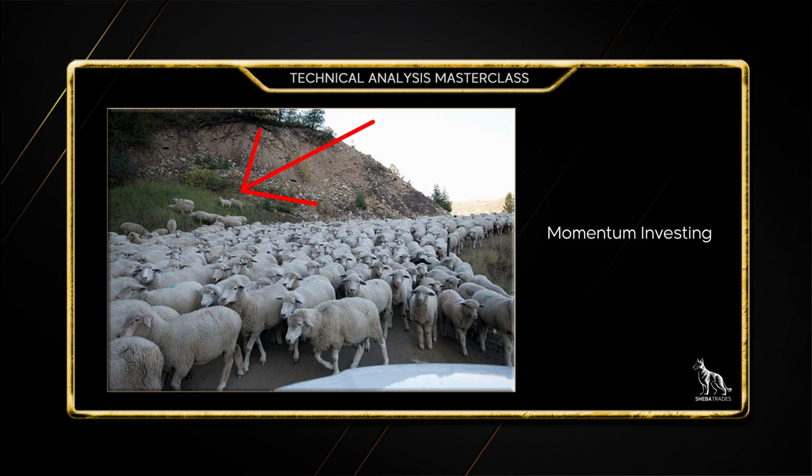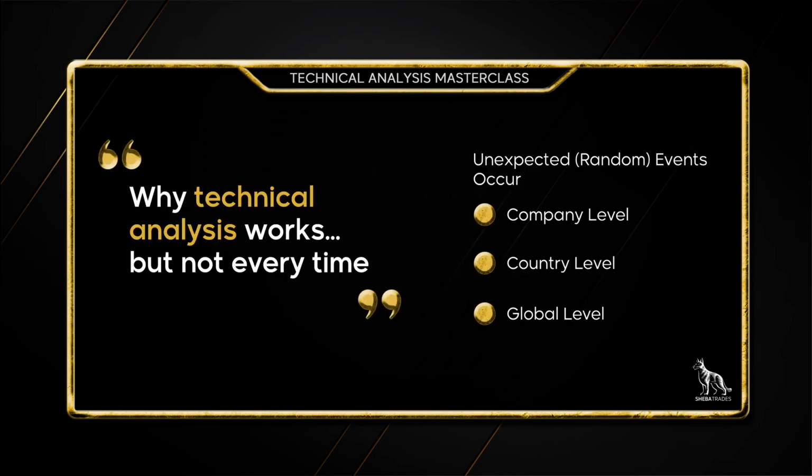Now, it doesn't work every time because, for one, nothing's 100% perfect, of course, but then there are unexpected random events that can occur, and these random events could be something that comes at a company level. Let's say the CEO unexpectedly dies or gets fired or something like that. And then there's something that can happen at a company level with regards to maybe an earnings announcement unexpectedly coming in lower, causing prices to tumble.